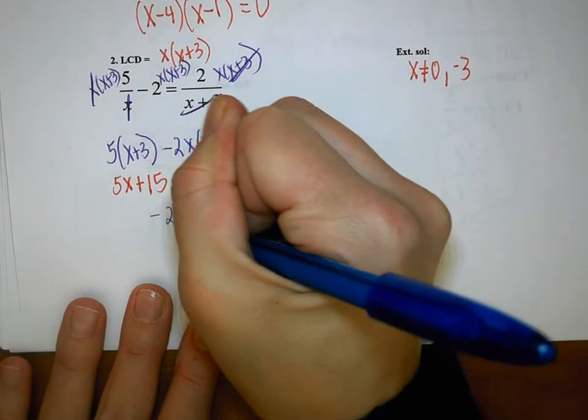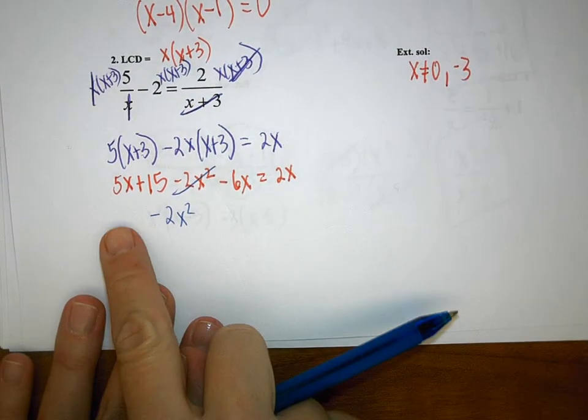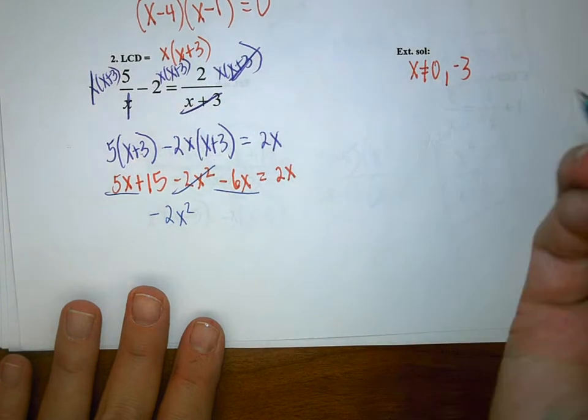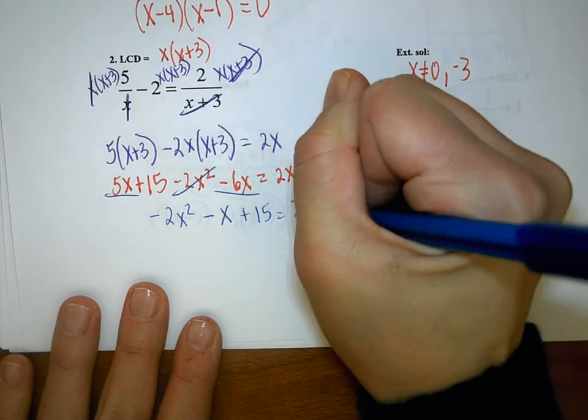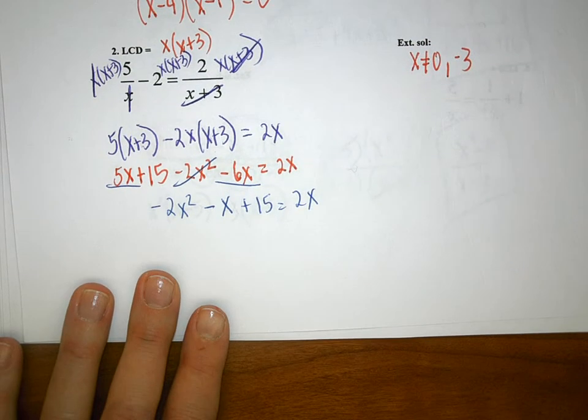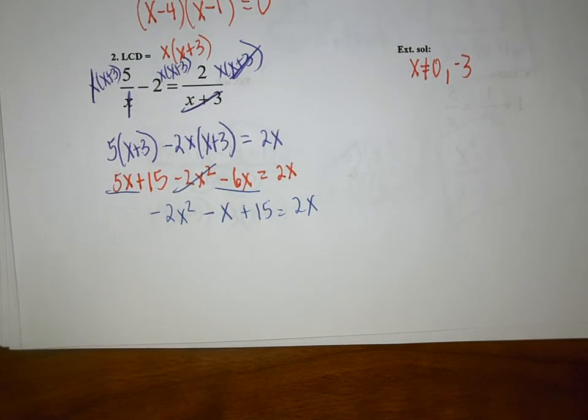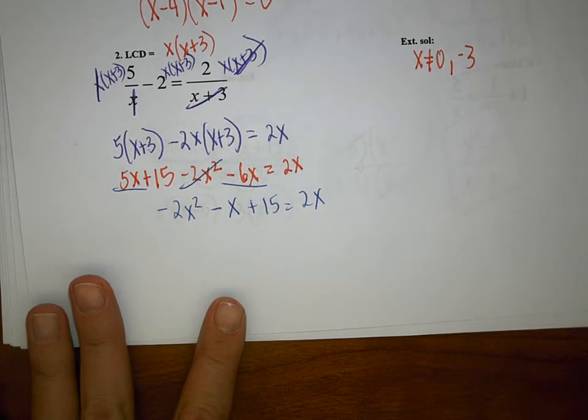I have negative 2x squared. I have a 5x and a negative 6x, which makes negative x, and a plus 15 equals 2x. Now what? You could subtract 2x, but what always needs to be positive? Your highest exponent. That term needs to be positive. So if you move it, that's fine, but then you're going to have to end up dividing everything by negative 1 or moving it to the other side. So I'm just going to end up moving everything to the right.